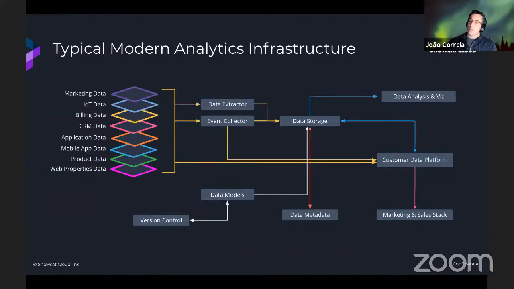A typical modern analytics infrastructure, I didn't put any vendor names here. I don't want to be very specific. There are variations to this, that's obvious, but Snowplow sits here as an event collector, parallel to any extract jobs you might have from other data sources. So if you want to collect proper events from your mobile application or on your website, you would use something like Snowplow, and then it feeds into your normal data infrastructure.